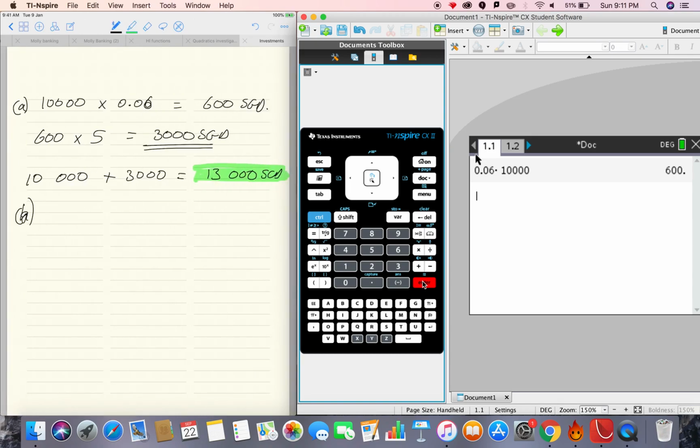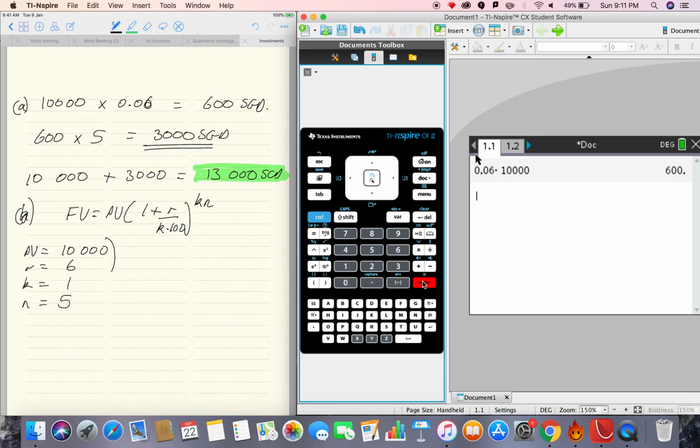Oh, this is B, sorry. So final value equals present value times 1 plus R over 100K, to the power K times N. And so let's have a look. We've got PV. You can write this out, or I can substitute it straight in, it's up to you. 10,000. R equals 6%. K equals 1. It's compounded yearly, so it's just once per year. And N equals the 5 years.